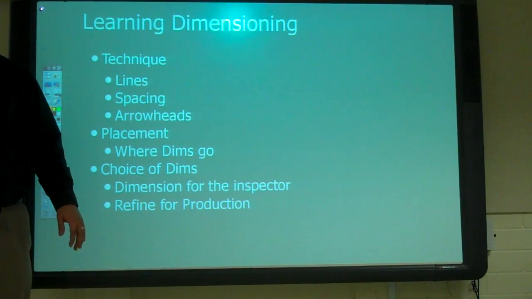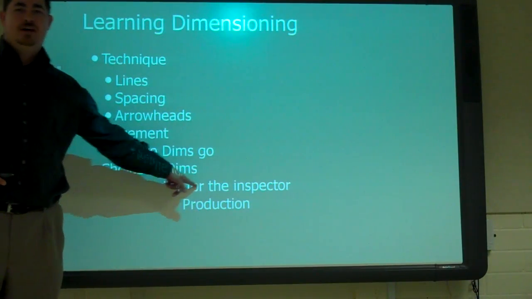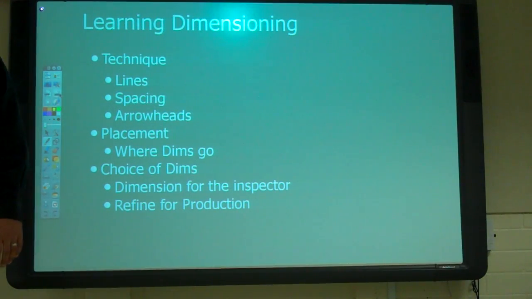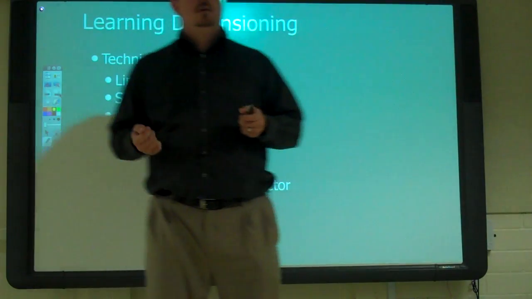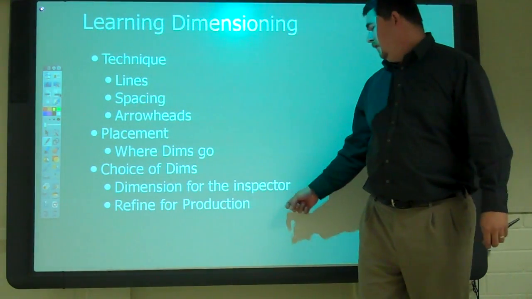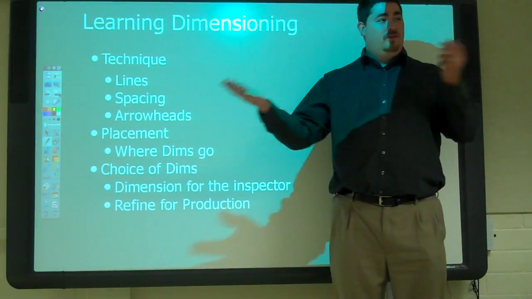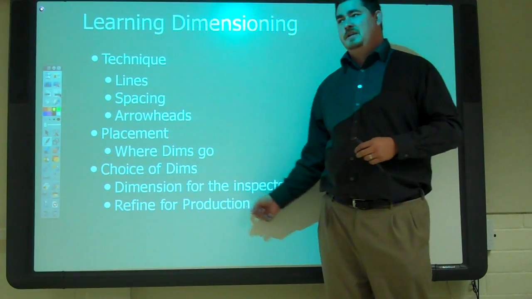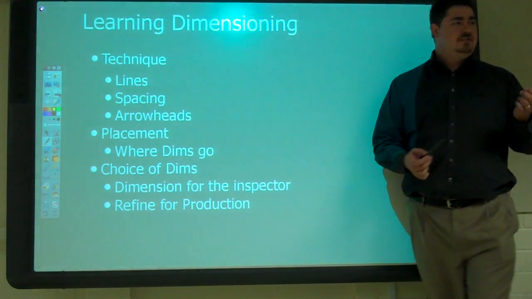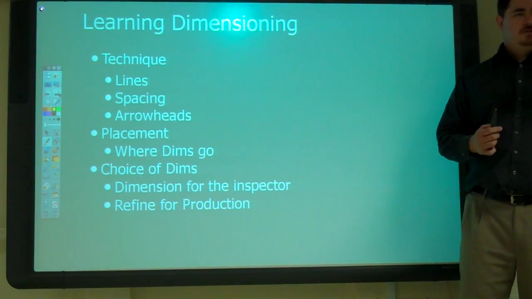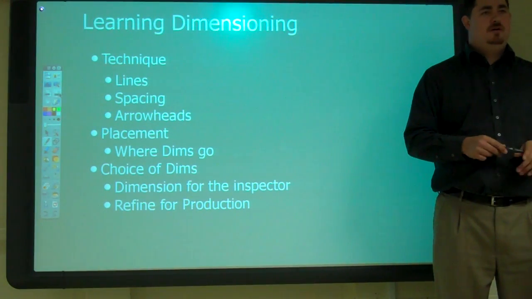And importance is usually based on how are they going to check the part when it's done. So when you finish the part, how are you going to check it to make sure it's the right size? And then if it doesn't matter for inspection, we'll make it so it's easier to make. Or we'll add reference dimensions in to help the machinist that's making it, or the welder, or whatever.